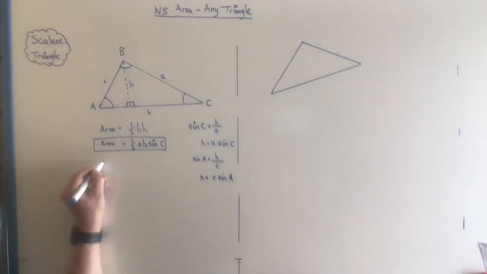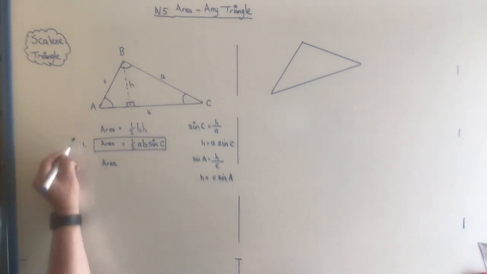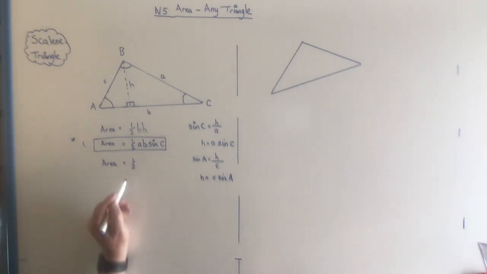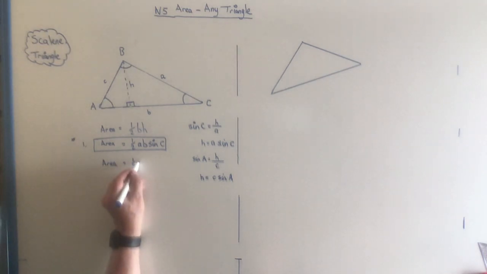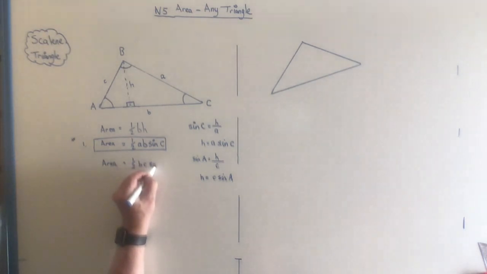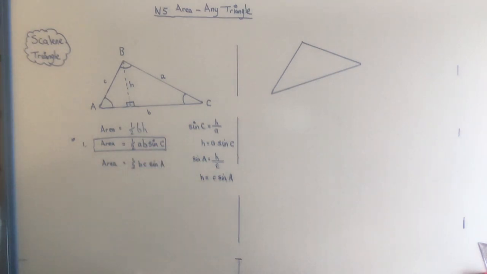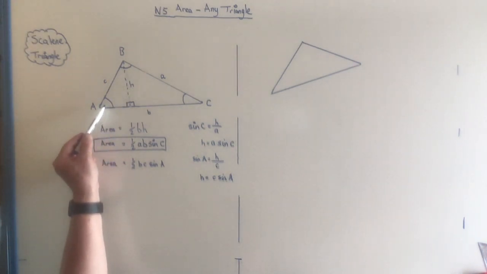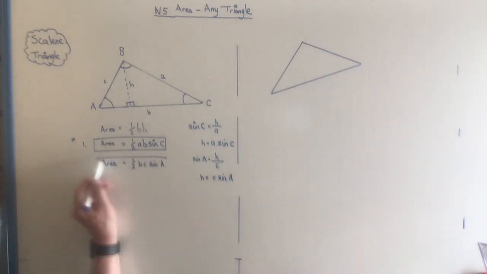So the area this time, another version. So this is version 1, and that's the standard one that we get in the exam. I'll put wee asterisks there because that's the one you're given. But another version of it is a half. Well, this time the base is b and c, so it's a half bc sine A. That's another version of it, because h this time is c sine A. Okay, that's another version, but you're not given that one.